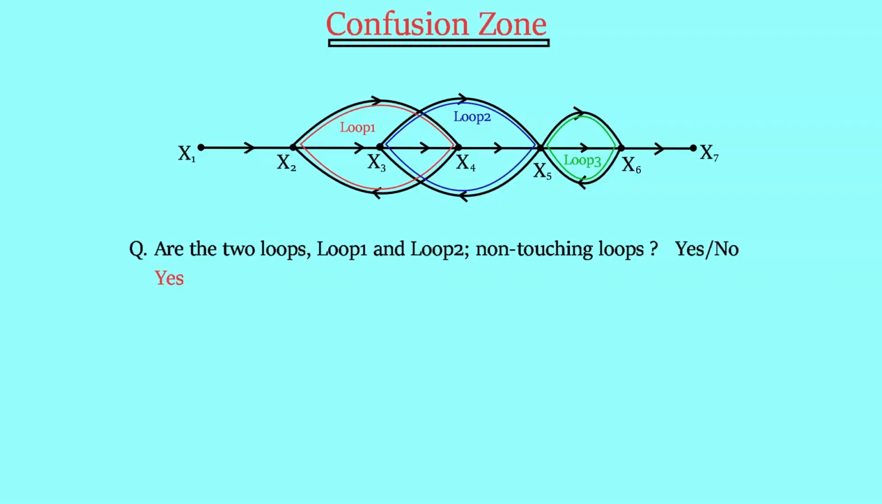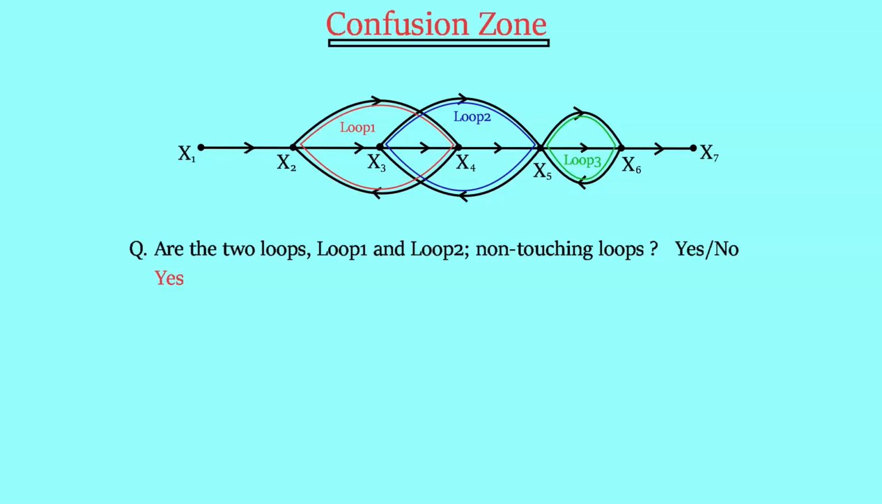Loop 1 consists of two nodes, x2 and x4, whereas loop 2 consists of two nodes, x3 and x5, and as such there is not a single node common to loop 1 and loop 2. Even though the loops are intersecting each other, they are still non-touching loops.